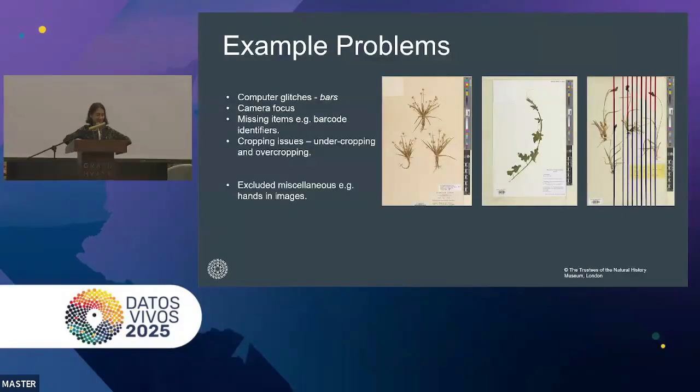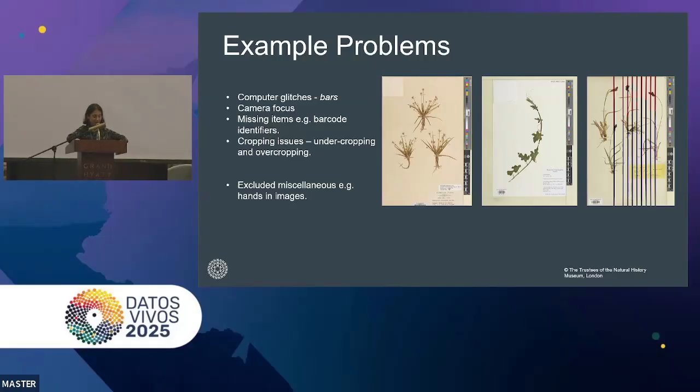Okay, so here are some example problems. How well can you see this? Okay, not too well. Things like computer glitches, bars on herbarium sheets. This is nothing to blame with the digitizer. It's just a computer glitch that's happened. But the more common ones are things like undercropping and overcropping. By that, I mean if something's been cropped too much.